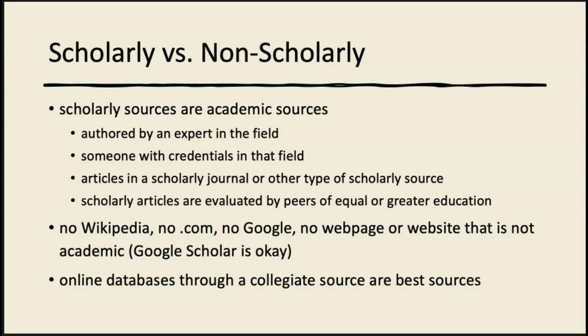There are scholarly versus non-scholarly. Obviously, we're looking for scholarly sources. Scholarly sources are also considered academic sources. They are written by an expert in a particular field. They are someone with credentials in that field. The articles in a scholarly journal, or another type of scholarly source, would be considered scholarly sources. And scholarly articles are evaluated by their peers who have either equal or greater education.